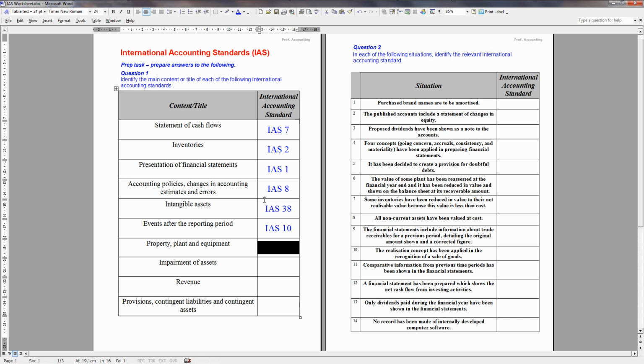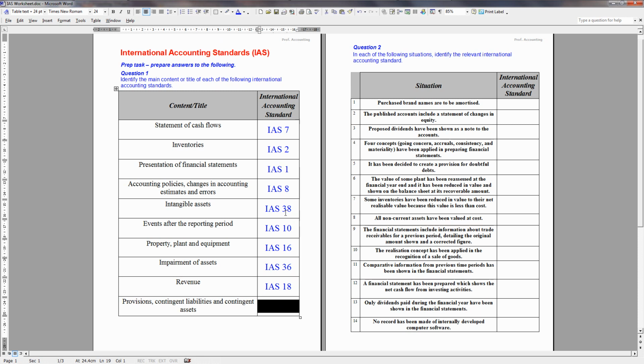Impairment of assets. So again, what's this impairment mean? We'll come on to the examples. This is IAS 36. Revenue, interesting one, half of impairment, so IAS 18. Provisions, contingent liabilities and contingent assets, a lot there. Well, there's only one left. You've got 36, so it must be 37. It is IAS 37.